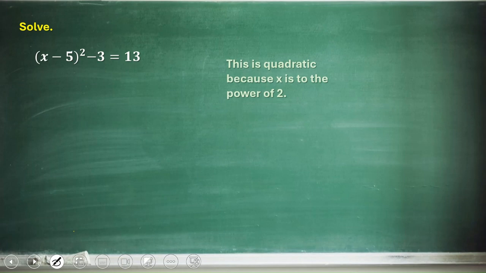Just a reminder, this is quadratic because x is raised to the power of 2. So that binomial, x minus 5, right here has an exponent applied. This technically is x minus 5 times x minus 5. If we distributed that out, we would end up with the term x squared. That's how we know it is quadratic. So what's important about that is that we will have two solutions to this problem. So let's go ahead and get started solving this equation.